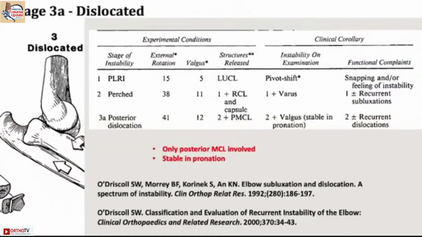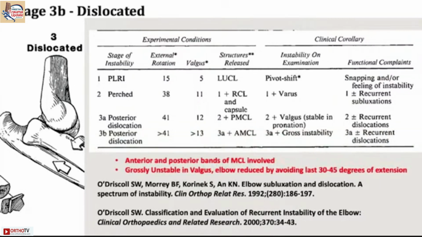In stage 3, the previous ligament and capsular lesions are combined sequentially with a progressive injury to the MCL. The joint is completely dislocated, and based on increasing severity of MCL involvement, it's further divided into three stages. 3A, where only the posterior MCL is involved, but the elbow is stable in pronation. Stage 3B, the anterior and posterior bands of the MCL are involved, and it's grossly unstable in valgus. The elbow is reduced by avoiding the last 30 to 40 degrees of extension.